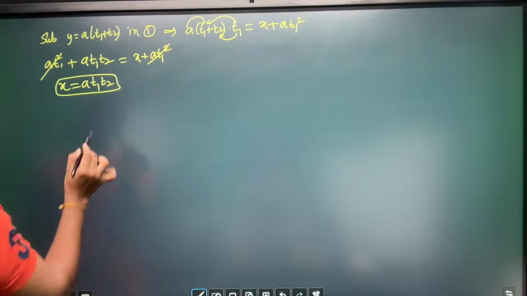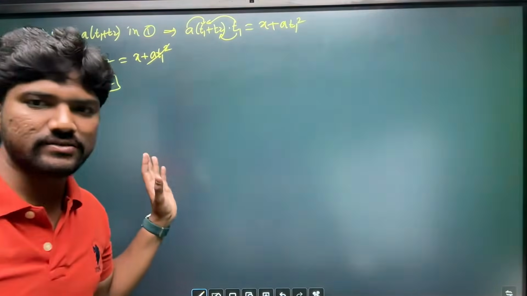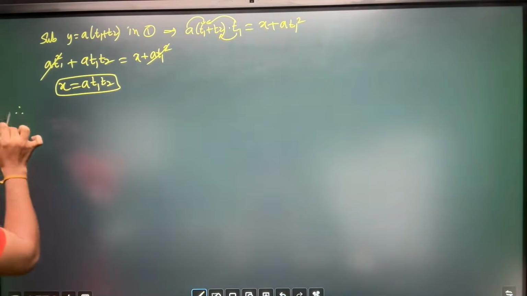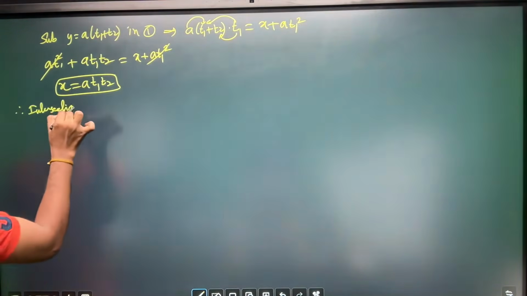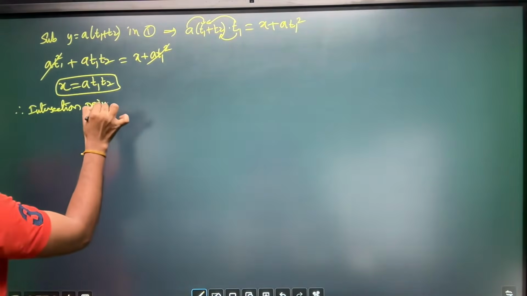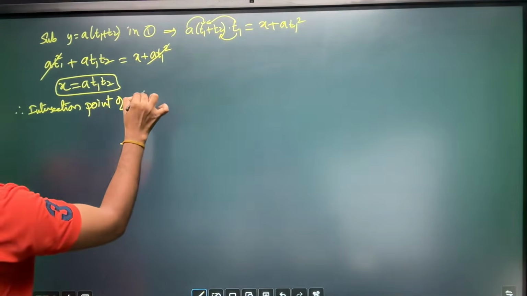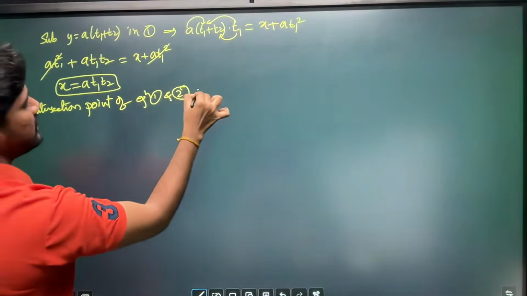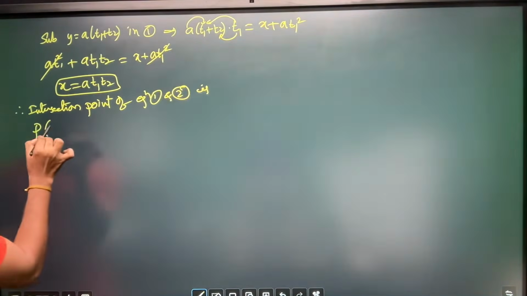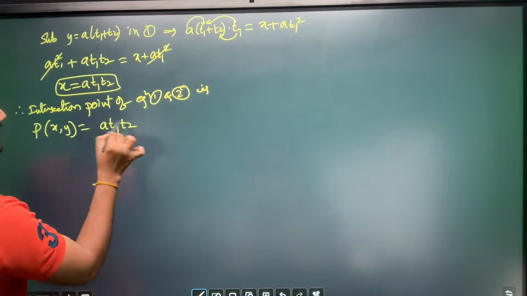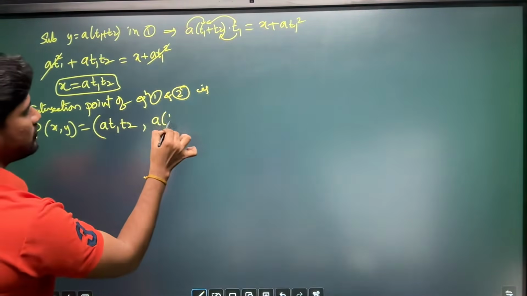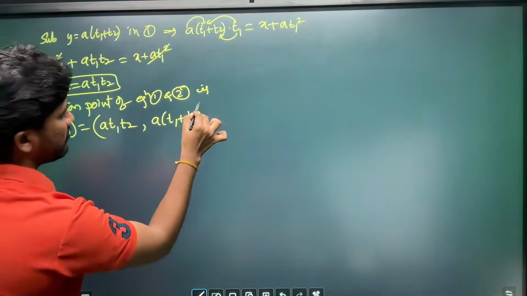Just pay your attention, the problem will be finished in 5 minutes. We got the x value and y value. Therefore the intersection point of equation 1 and 2 is capital P. Capital P x comma y is equal to a T1 T2 comma a into T1 plus T2.